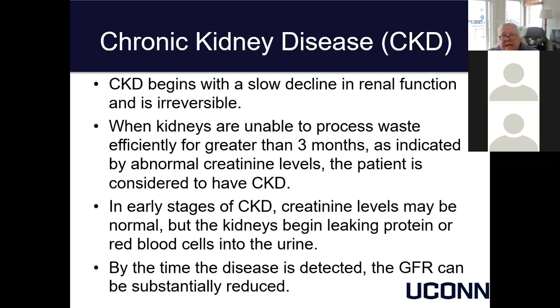In the early stages, creatinines may actually be normal, but you're going to start seeing proteins and red blood cells in the urine if you choose to look for them. And once you start getting chronic changes in your creatinine, you've already got significantly decreased glomerular filtration rates.